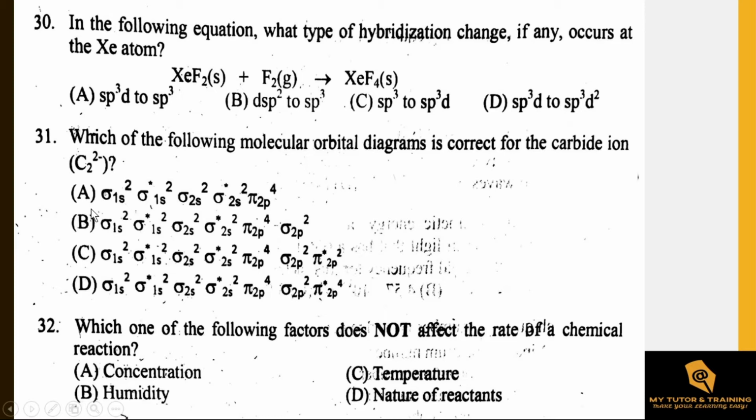Question number 32. Which one of the following factors does not affect the rate of a chemical reaction? Students, what are the factors that affect the rate of a chemical reaction?